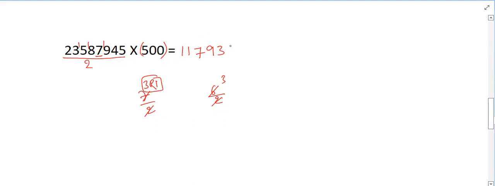Then it's 9 times with remainder 1. 14. We can divide it by 7 with remainder 0. 7 with remainder 0. Now it is 5 only. 5 with 2, 2 times with remainder 1. Finally, your remainder is 1. Last 3 digits will be 500, sir. 500, correct.